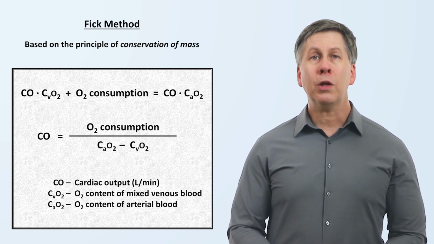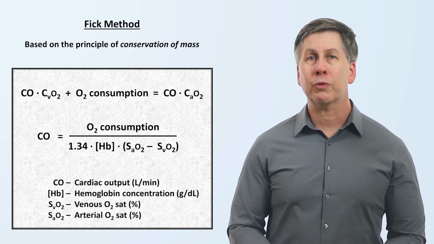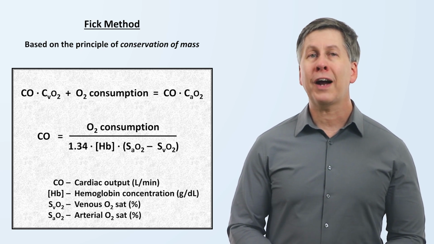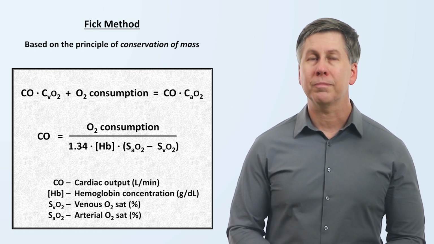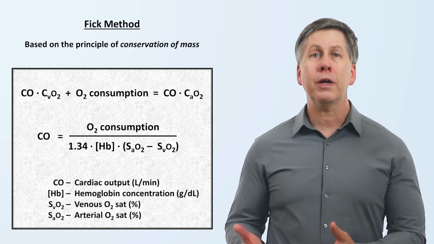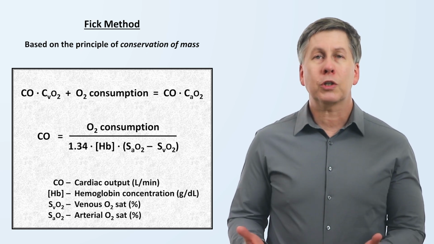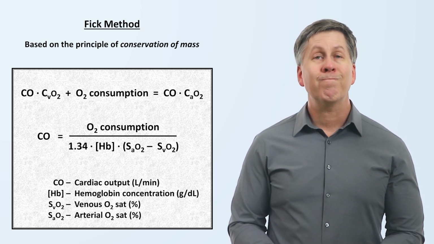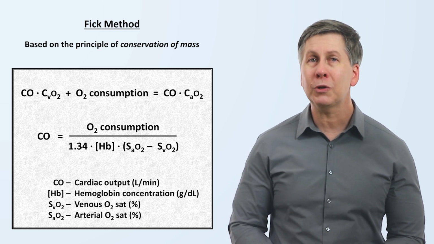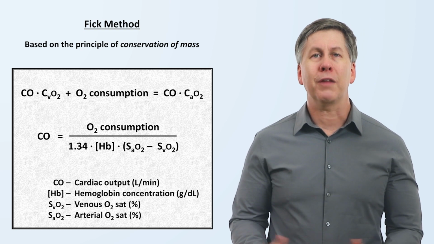And O2 content of blood is approximately equal to the hemoglobin times the O2 saturation times the correction factor, which gives us the final practical form of the calculation. So to calculate cardiac output, we need to know the patient's hemoglobin and their venous and arterial O2 sats, all of which can be measured at the bedside. But wait, you're probably also wondering about that O2 consumption variable. Well, that's the main problem with the Fick method.